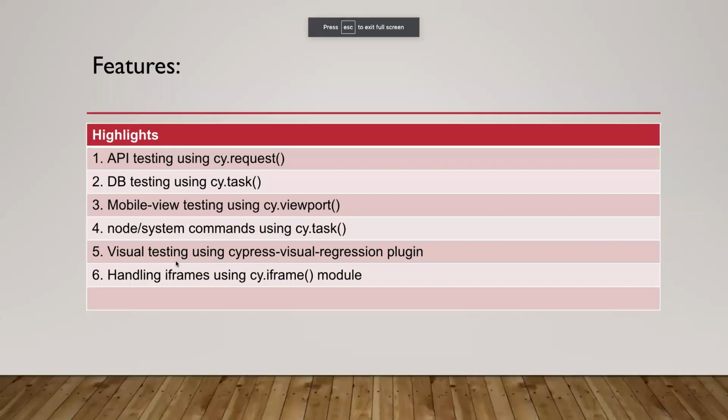Okay, before that, we have some of the Cypress features. A few highlights are API testing. We don't need to install any third-party plugins or create a separate framework. In the same UI automation, you can just call the cy.request command to test the APIs as well. And DB testing using the cy.task command. Mobile view testing, for example, when your application comes with a responsive mode, like web, mobile, tablets. Cypress uses viewports, and we can handle the responsive testing.